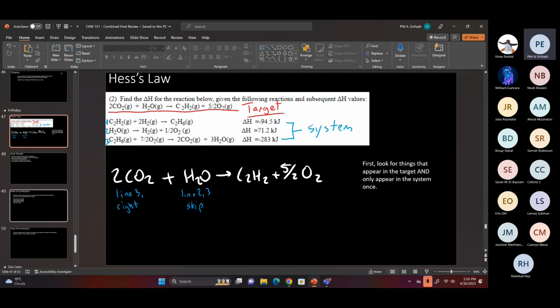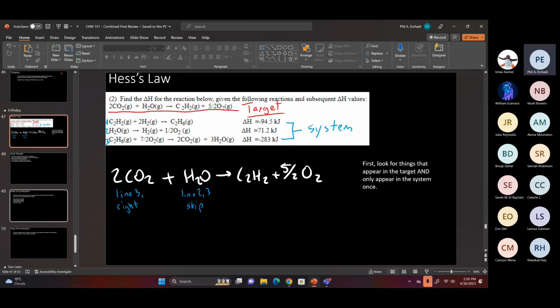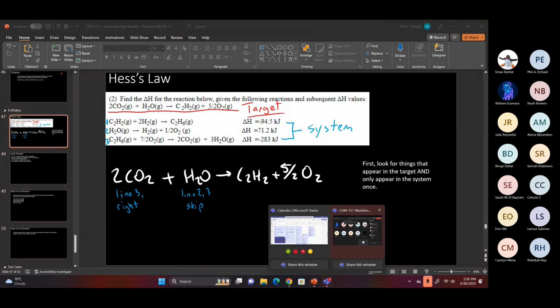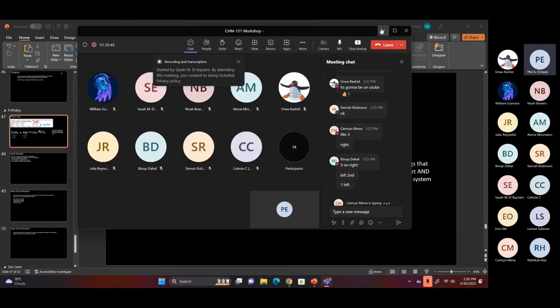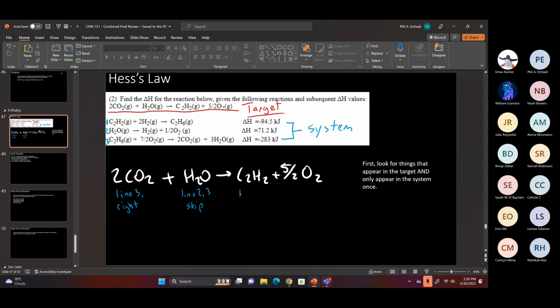Let's go on to C2H2. What line is it located in? Left or right? Yep, line 1 on the left. Okay. And what about O2? You might notice that O2 will appear on multiple lines as well. That's also on line 2 and 3. So we're going to skip it for now.